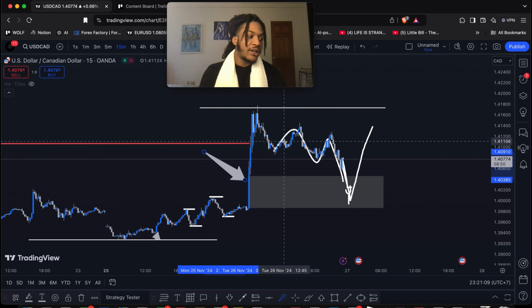So this works if you're an ICT trader, if you're a smart money concepts trader, if you're a supply and demand trader, blah blah blah.